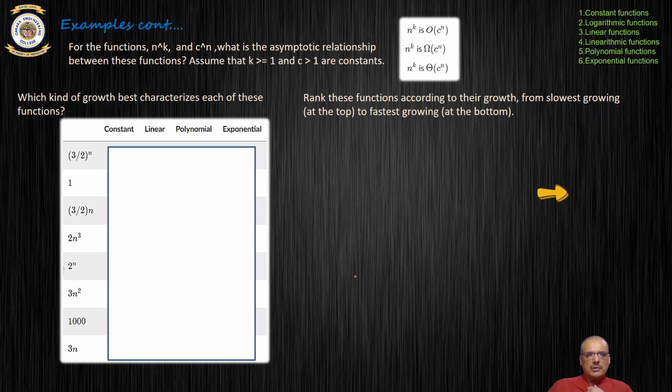Okay, so that was about it. Before I end my lecture, let's look at a couple of brain teasers. Given these three statements, which of these three is true? That is, n raised to k is in the big O of c of n, or n raised to k is the omega of c of n, or n raised to k is the theta of c of n.